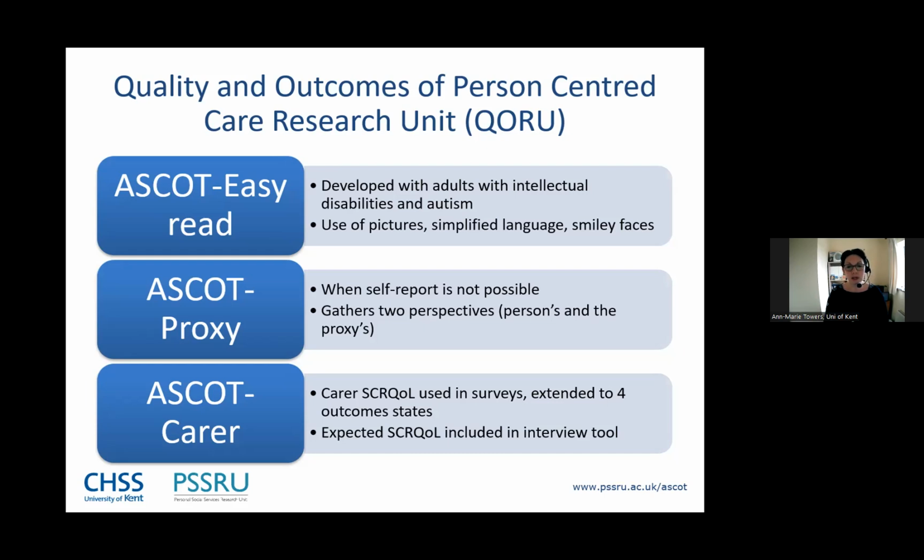And then, of course, the ASCOT carer work. So whereas we'd had an early measure of carer, social care related quality of life, which had been used in surveys, it was similar to the development of the ASCOT. It was 3 outcome states per domain, and we wanted to extend that to 4 outcome states. And we also wanted an equivalent way of measuring impact of services on the outcomes of carers. And so the work within QOL also developed the expected scale for the ASCOT carer, which you can now see on our website as an interview, exactly the same as we've got for people who are drawing on care and support themselves. Next slide, please.